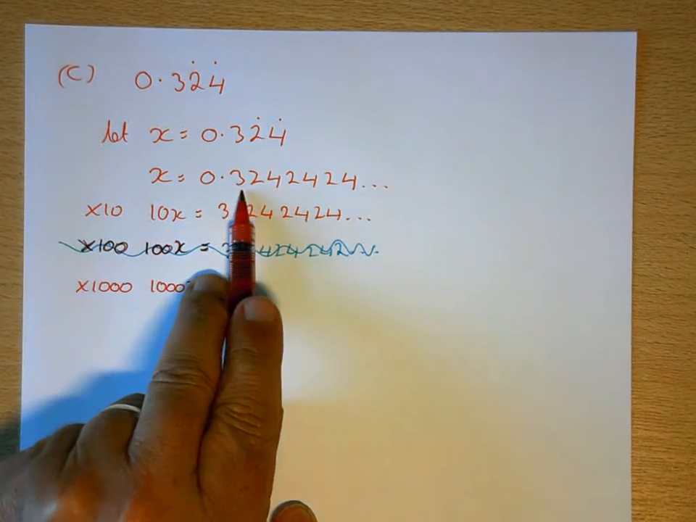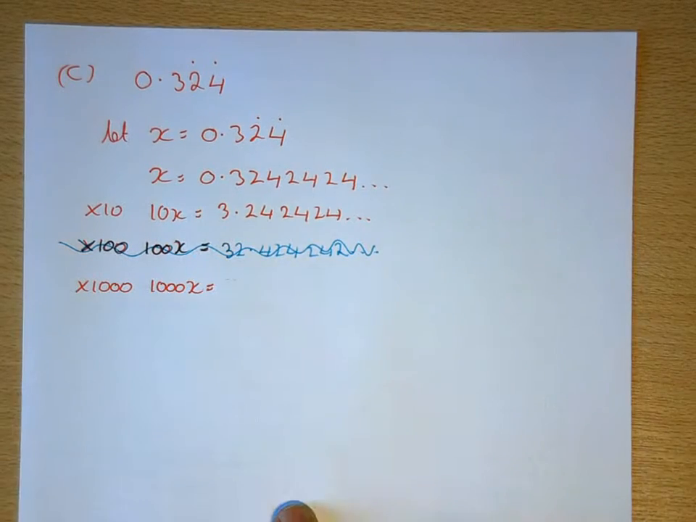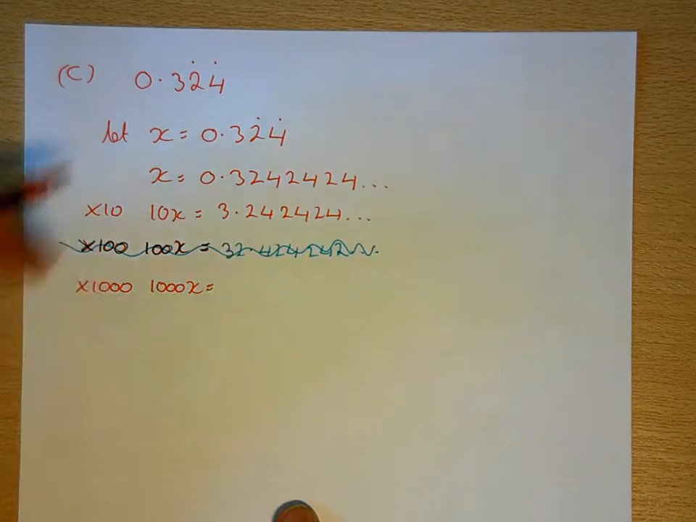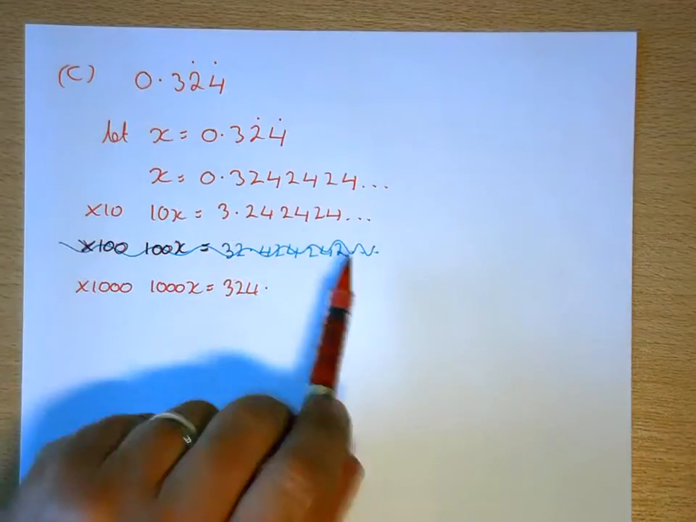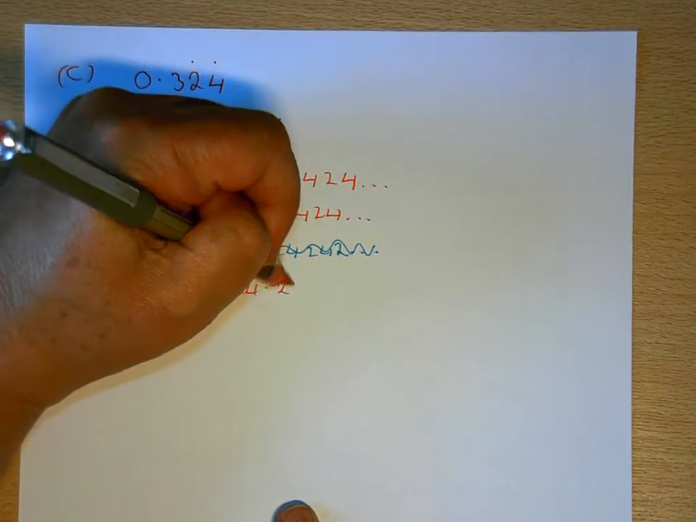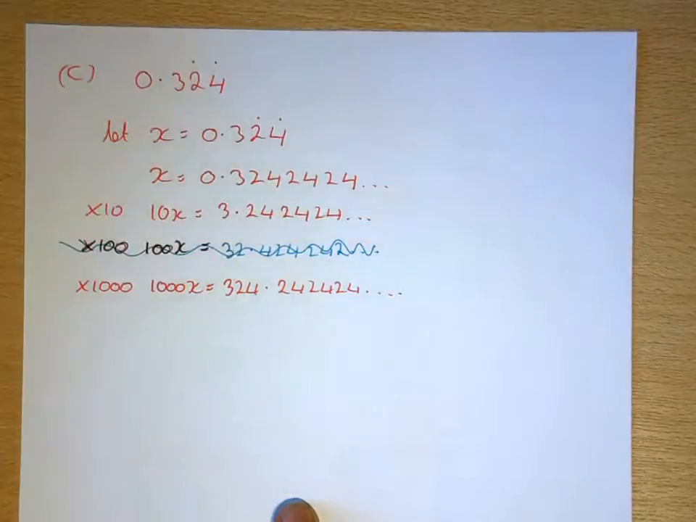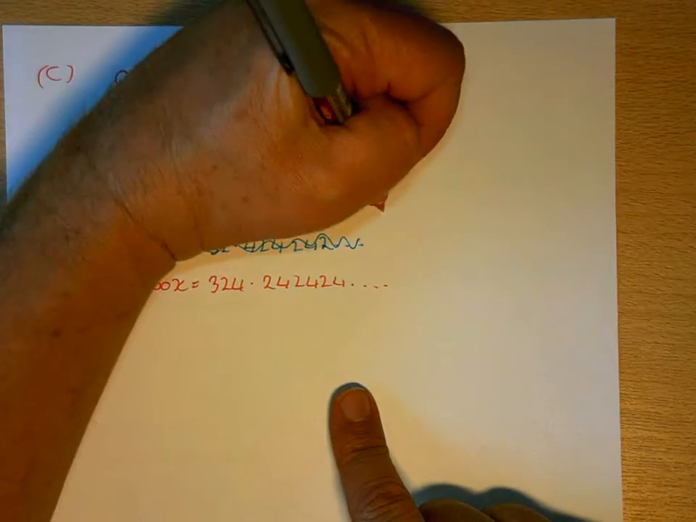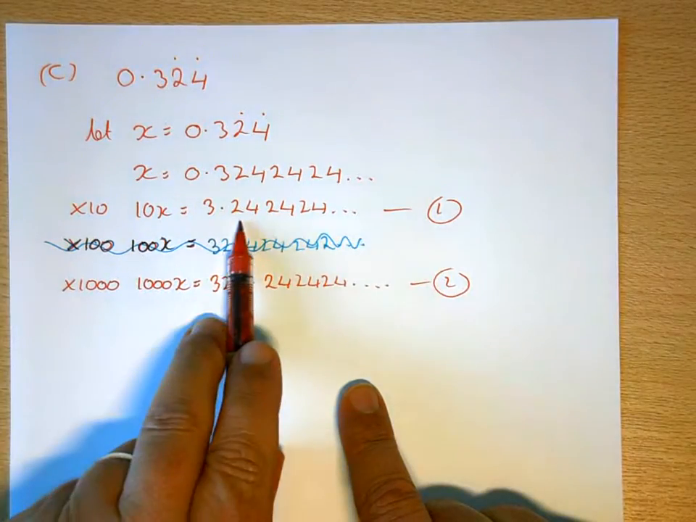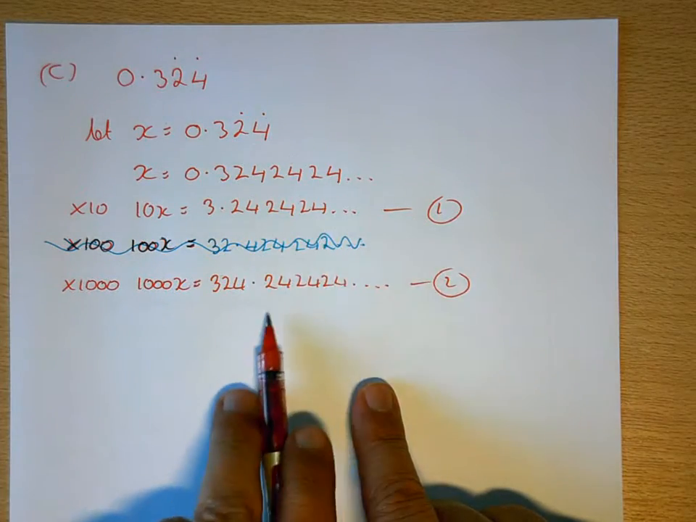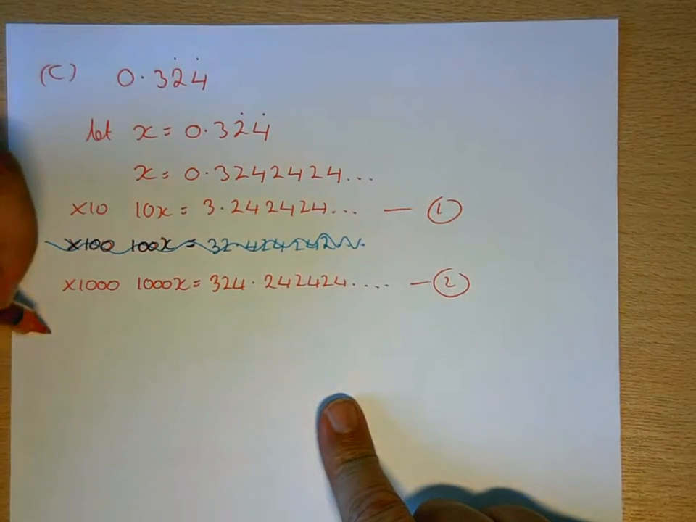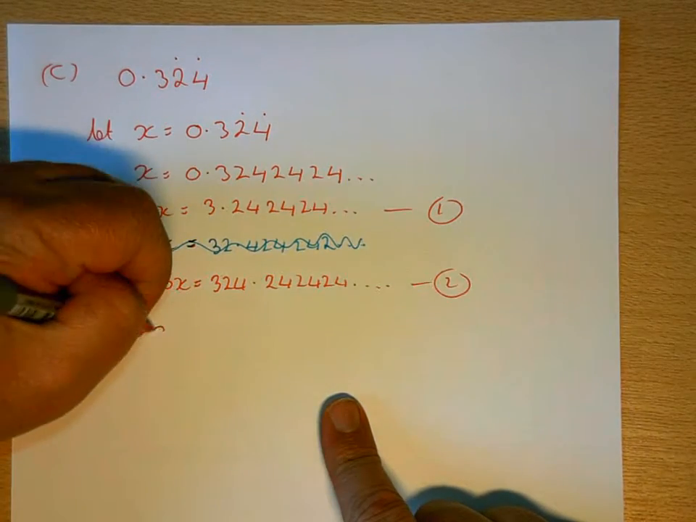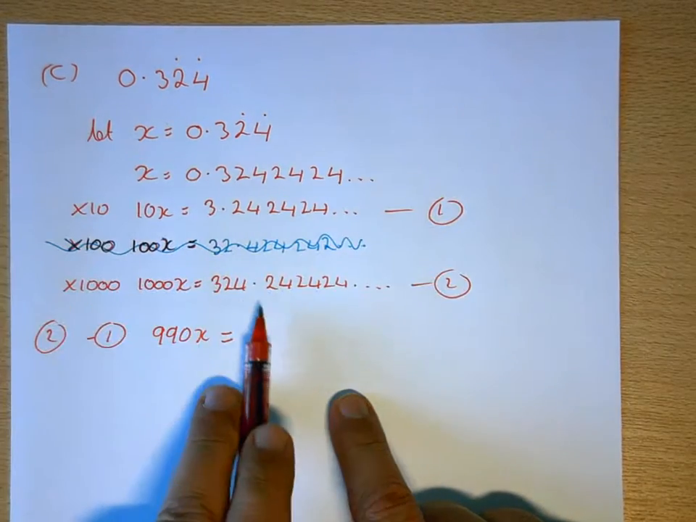So 1000x, that means I move 3 times to the right, to the left of the decimal point. So this one will now become 324.242424. So this one and this one I can subtract. So if I call that one equation 1, that one equation 2, my decimal string, part of it now, is identical. So when I do equation 2, take away equation 1, I get 1000x, take away 10x is 990x.